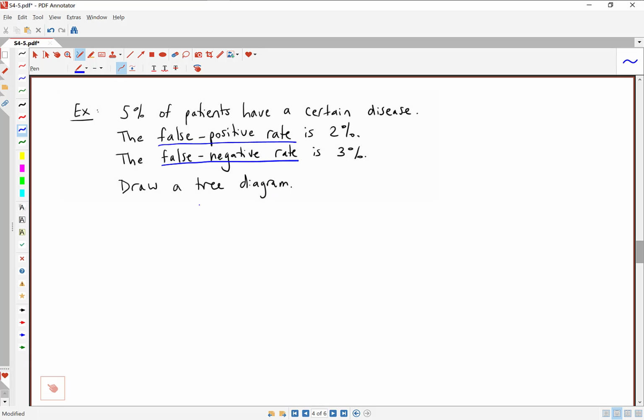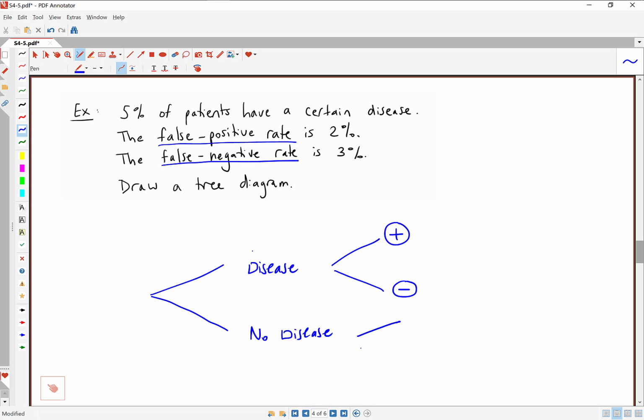So let's think about the structure of the tree diagram for medical testing. The first decision is just whether the patient actually has the disease or not. So the patient has the disease, or we could just say disease for short, versus no disease. And then from there, we're talking about whether the test detects the disease or not. So the test can either detect the disease, which would be plus, or the test does not detect the disease, which is negative. Again, if there's no disease, tests could come back positive or negative.